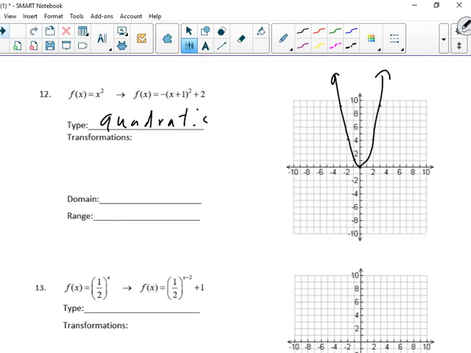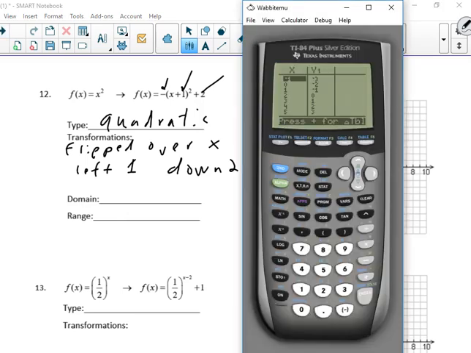Now, negative means flipped over x. This means left 1. This means down 2. Now the problem is you can't just go left 1, down 2, and then redraw it. You could if it was positive, but we need to flip it. So I would suggest you use your calculator.